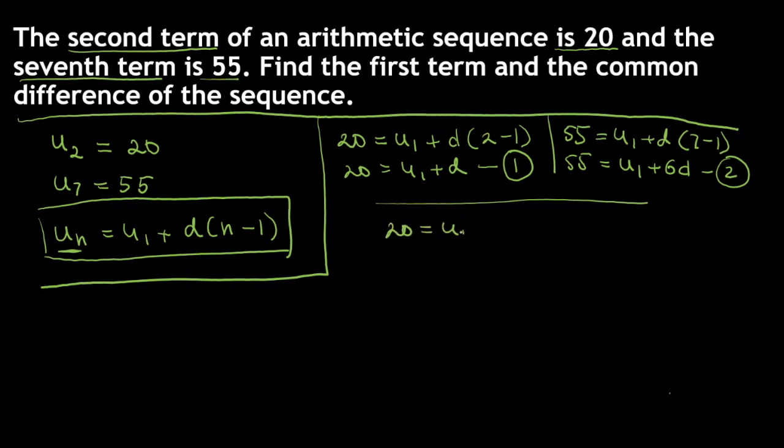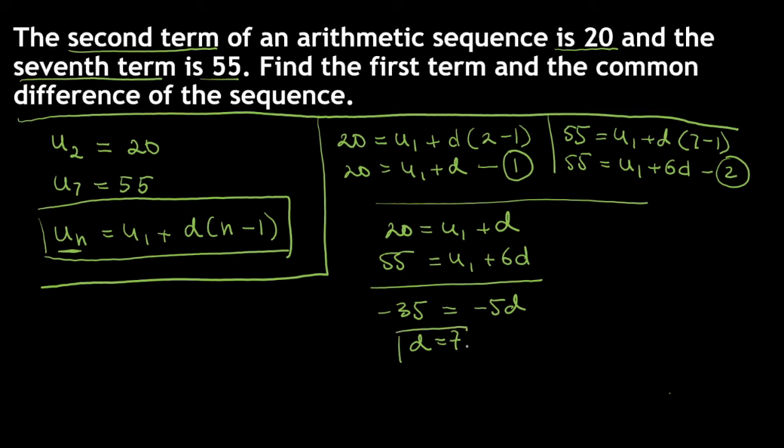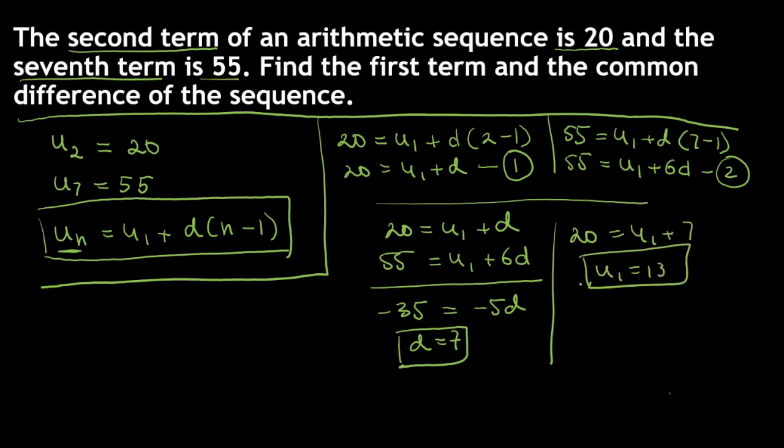20 is equal to u1 plus d. 55 is equal to u1 plus 6d. Let's subtract the equations. So we get minus 35 is equal to minus 5d. Common difference is plus 7. Right? Now all we have to do is put the value of d in one of the equations and find the value of the first term. Let's take the first equation because it's a lot simpler than the second one. So 20 is equal to u1 plus 7. u1, or first term, is 13.